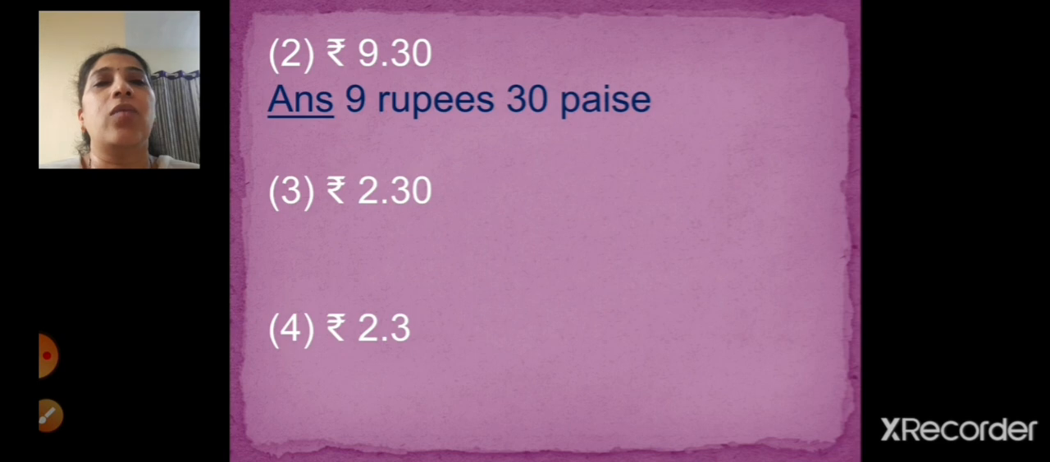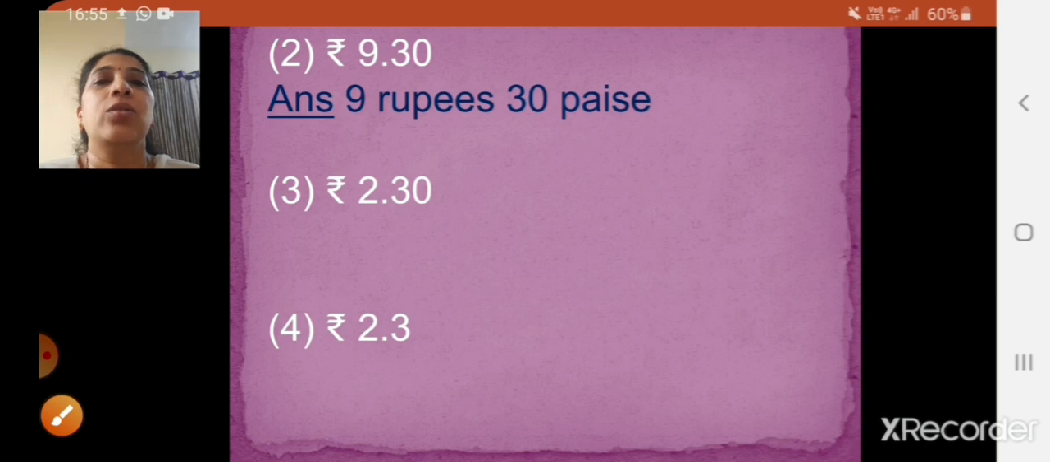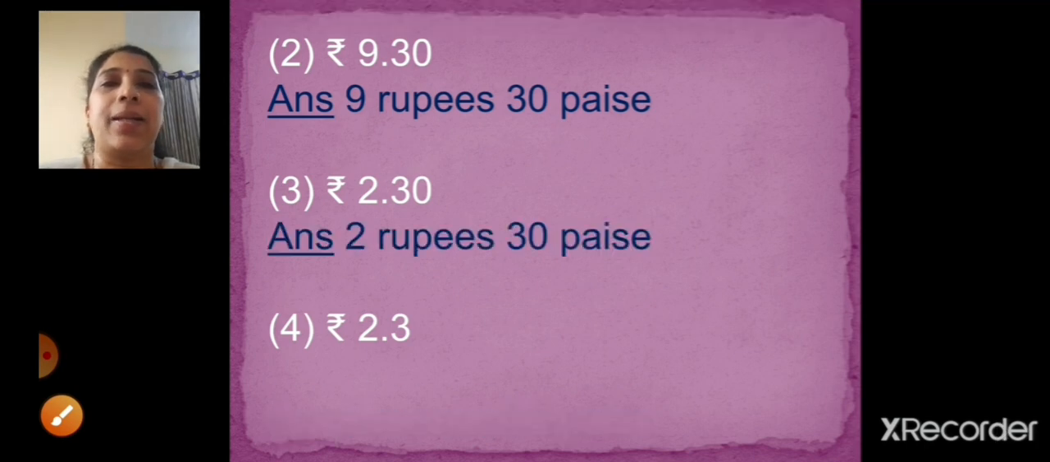Let's take the third one, rupee 2.30. So again, before the decimal point will be your rupees. So that will be 2 rupees. And after the decimal point, which number is there? 3 and 0. So it will be 30 paise. So you will write the answer as 2 rupees 30 paise.